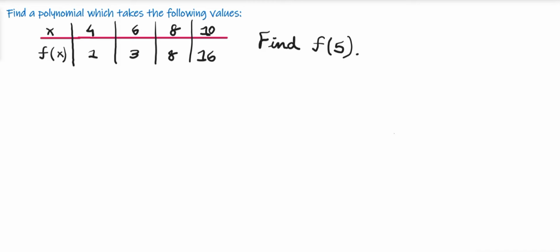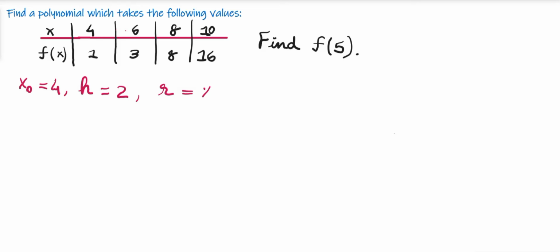If the value would be 9, that is, it lies between 8 and 10, then we would have used the Newton's backward interpolation formula. So here our x naught is 4 and h is the difference between the values of x, which is 4 and 6, 6 and 8 and 8 and 10. So it is 2. Here we'll have equal intervals.